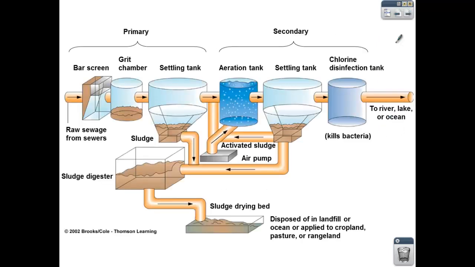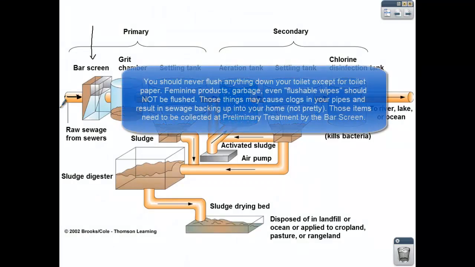Here's a nice quick and easy image that gives you the synopsis of the process. We're going to start with preliminary treatment with the bar screen. This is the influent that comes into the plant, and it has to first filter out big stuff: leaves, gloves, the trash that comes in off of the streets. We need to get all that stuff out of there. It needs to be collected and discarded.